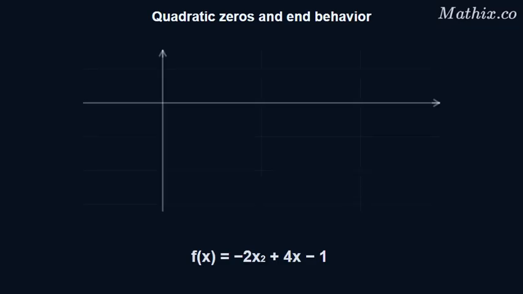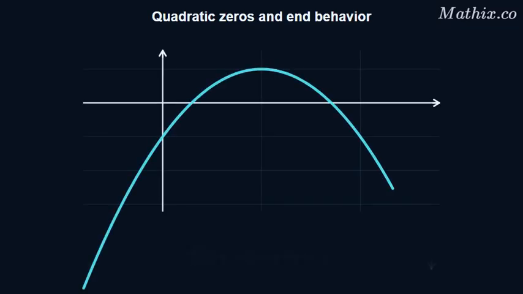First, the axis and the downward opening parabola are drawn. Because the negative quadratic term dominates, both ends fall without bound. The curve crosses the x-axis at its two zeros. Solving the quadratic formula simplifies the square root of 8 to 2 root 2. The two exact zeros are 1 plus or minus root 2 over 2.